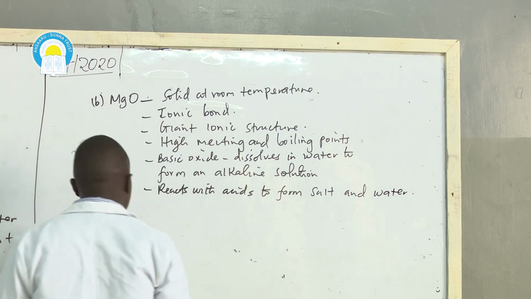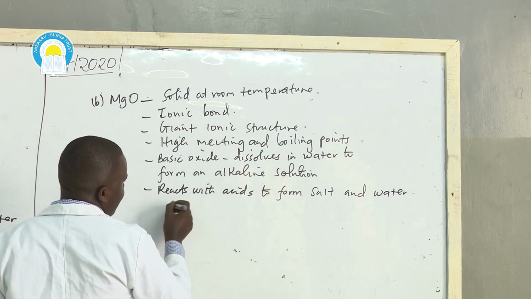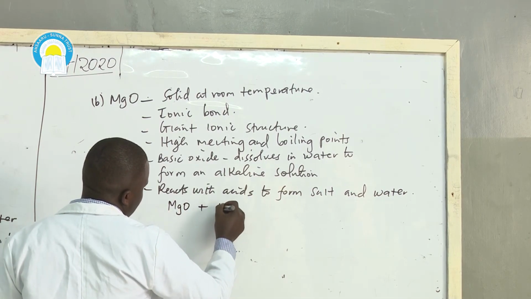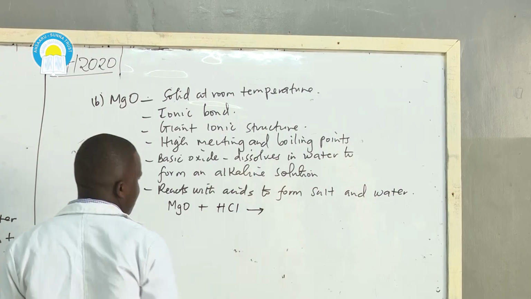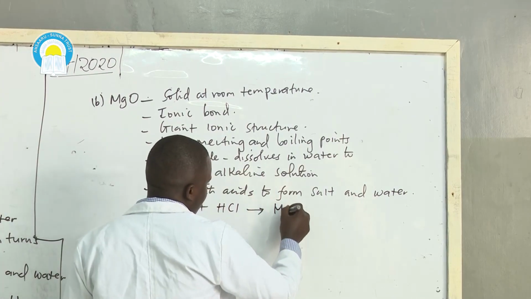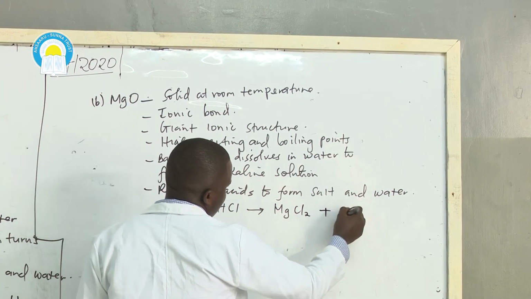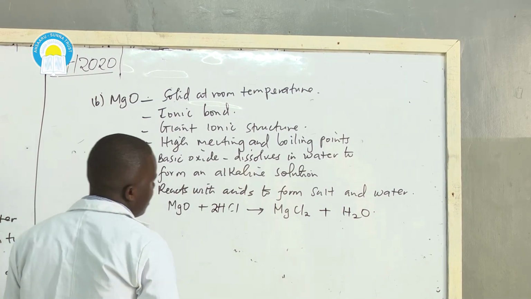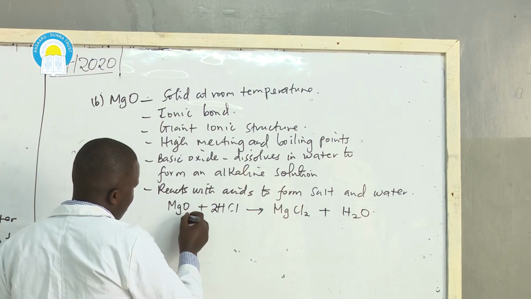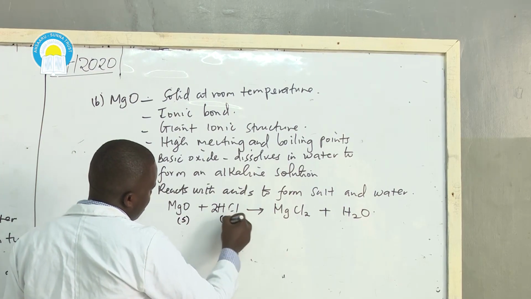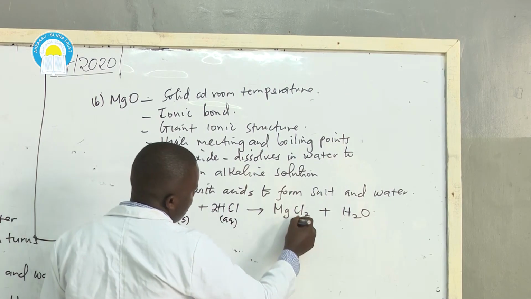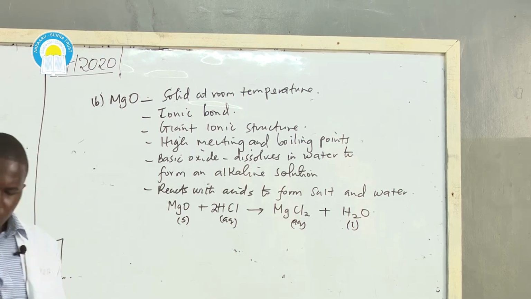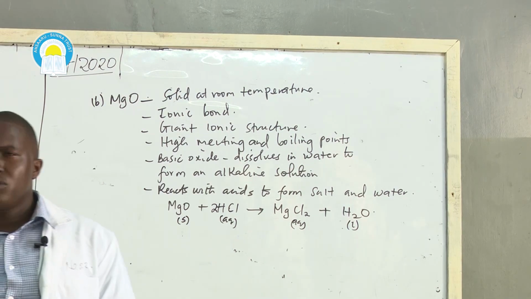So you will have here magnesium oxide plus, let me use the same acid, HCl, giving magnesium chloride plus water. So you just write 2 there and it is balanced. So you have solid, aqueous, liquid, which are all neutral solutions.